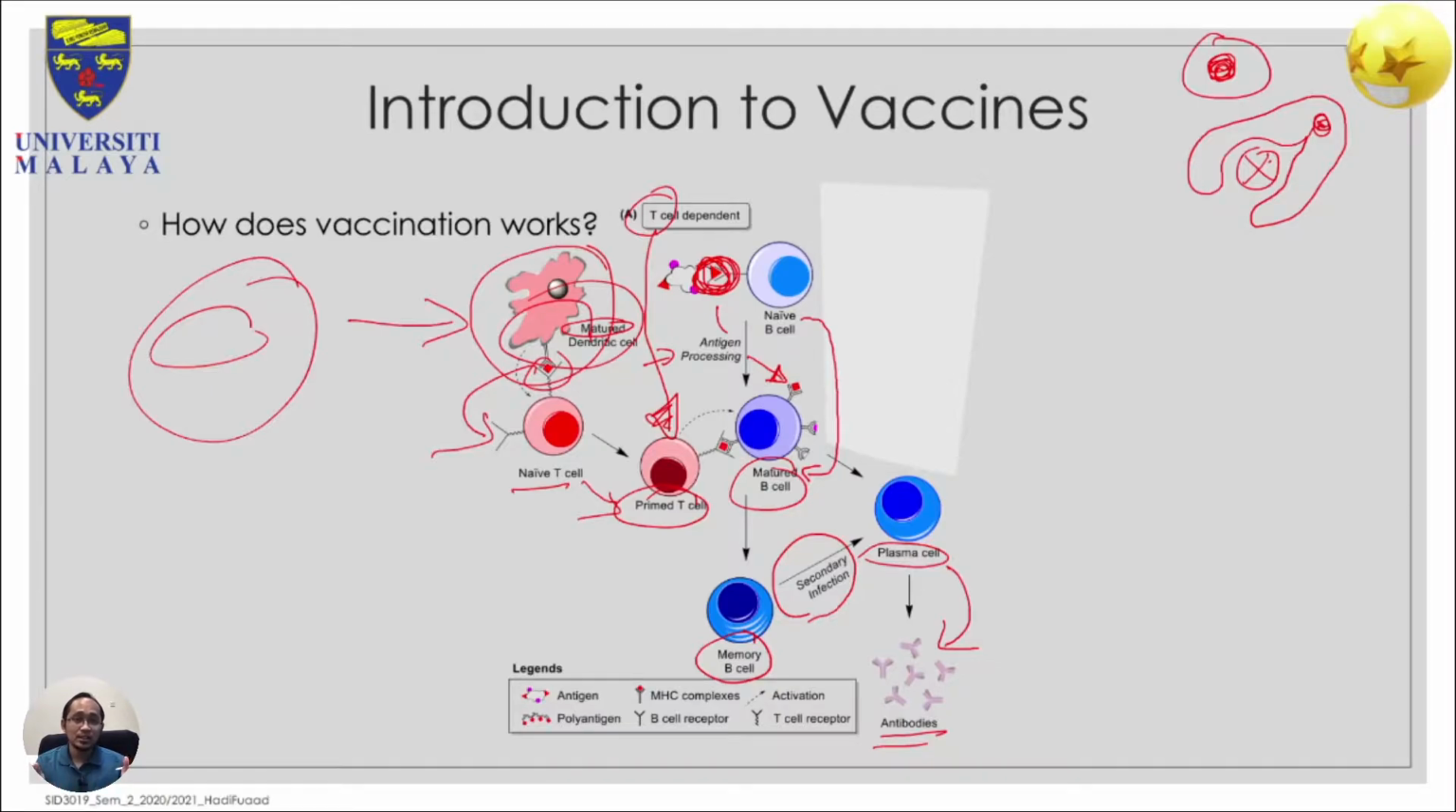Of course, this is a simplified version. There are a lot of things that come into contact. Even with the receptors, there are multiple receptors that are talking to one another before you can produce an antibody. So this is a summary.